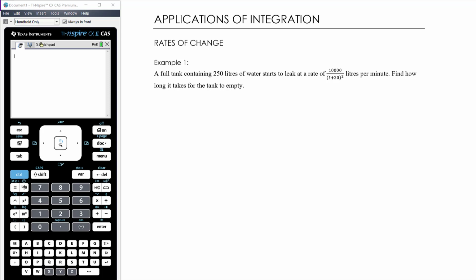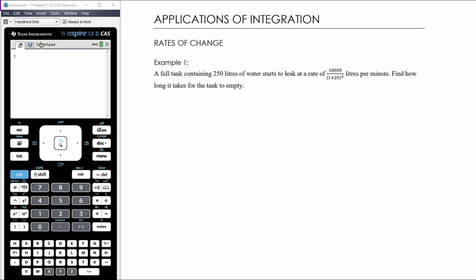Okay, so this is the final video in our integration topic, and hence the final video in the calculus area of study in Unit 3 for Maths Methods. So here we want to look at some applications of integration, and we're just going to look at a series of examples that cover a number of different applications. So the first application is around rates of change.